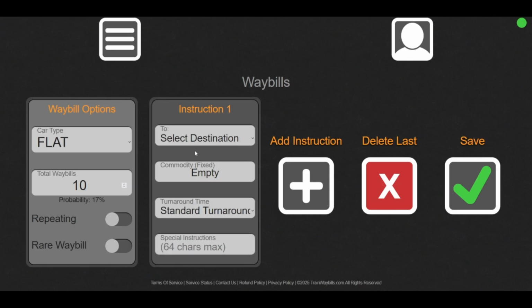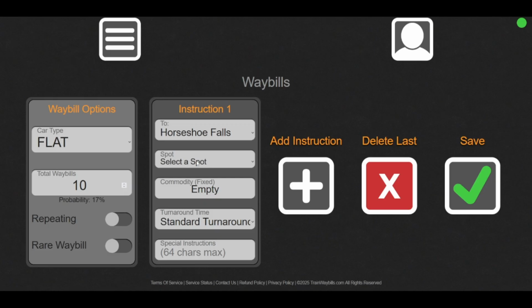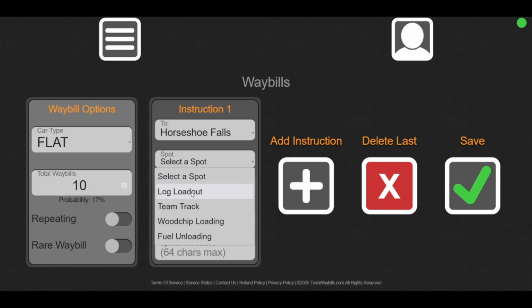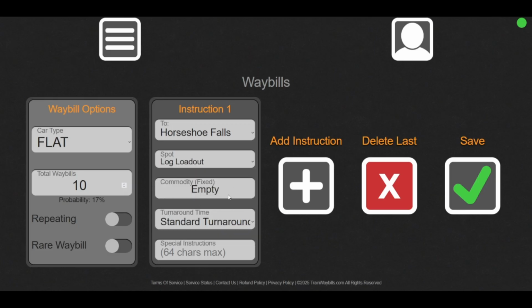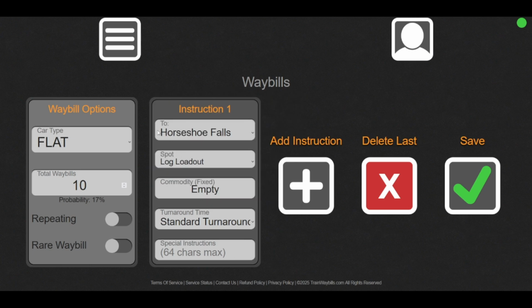So what we're going to do is firstly we have to go pick up the logs. So we're going to send our first instruction to Horseshoe Falls, and that is going to go to the log loadout, and obviously it's going to be empty. And then you can adjust the turnaround time to whatever you want. For this one, we're just going to leave it as a standard turnaround. So that basically gets our flat car to the industry empty, ready to be loaded at the log loadout.